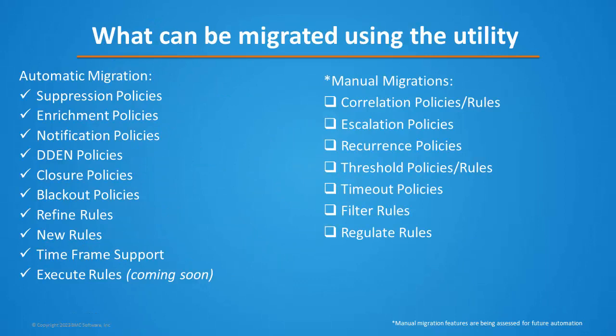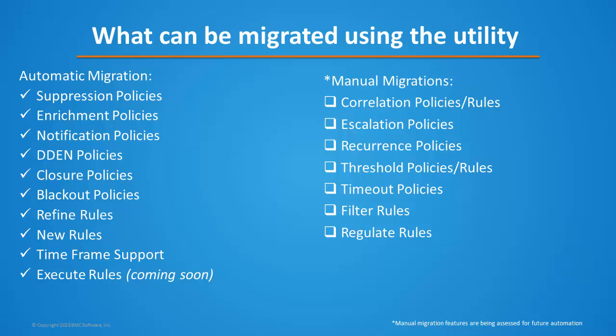Okay, so what can be automatically migrated and what requires manual migrations with the utility? So on the left side here, we have the list of policies and rules that in the current 23.1 release can be automatically migrated with the utility. And also it includes the fact that we have time frame support in the utility now for policies, the time frames associated to policies. And as execute rule support is coming for automatic migration, we're going to go ahead and list that here on the left-hand side, but just note that one is coming soon.